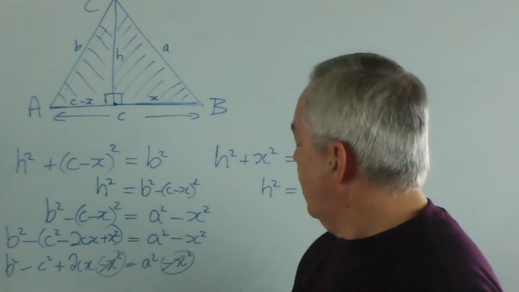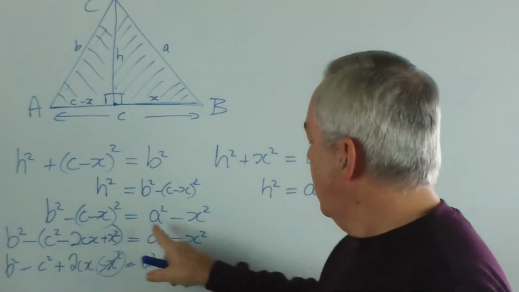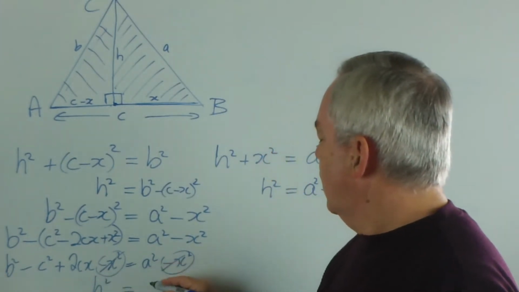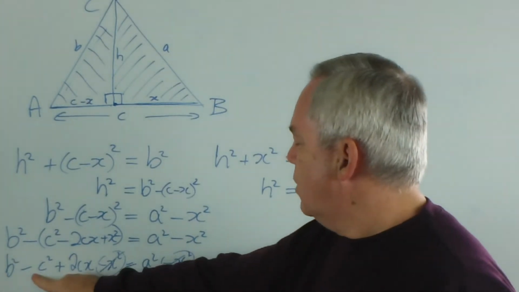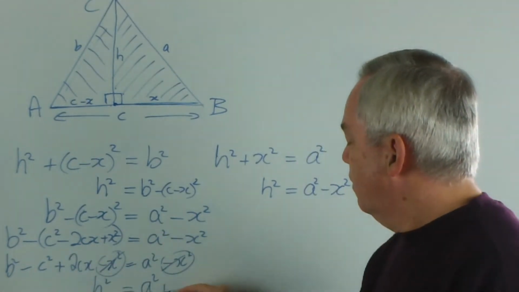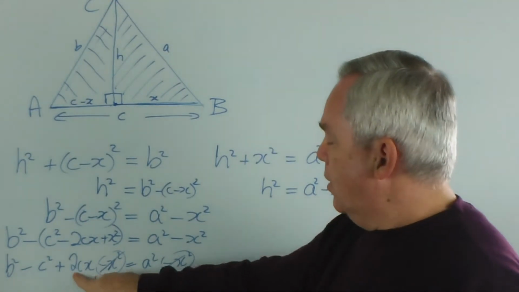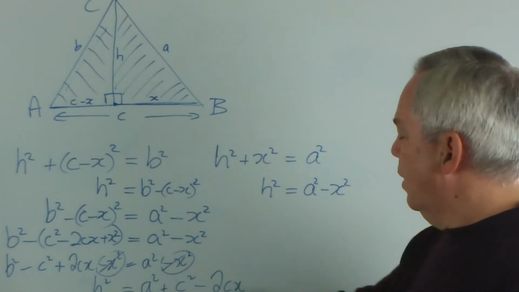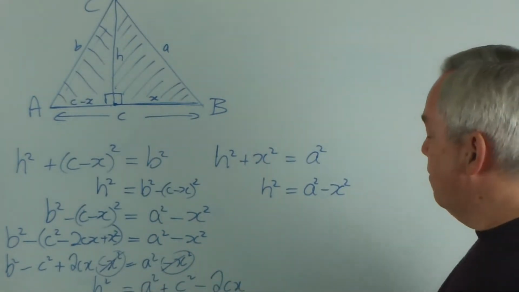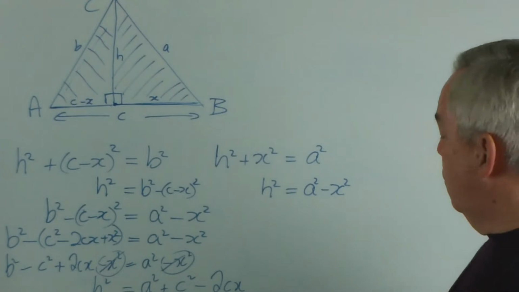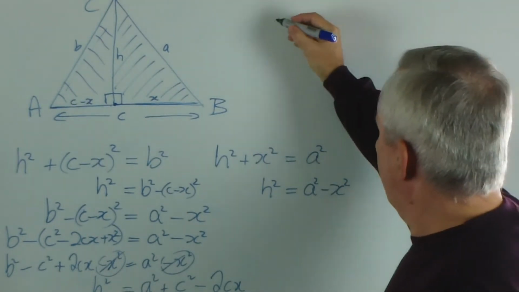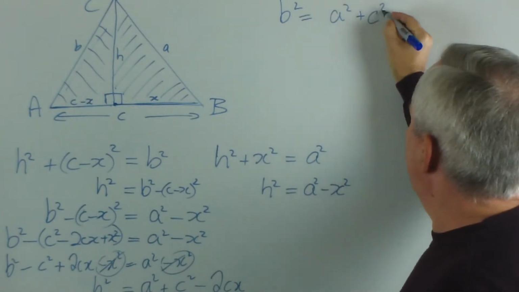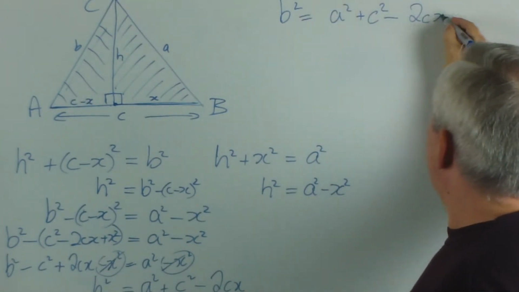And I'm going to bring the c squared over here, so I'm going to leave the b squared. I'm going to have the a squared here, add c squared to both sides, and I'm going to subtract 2cx from both sides, and that now is the form of the equation. I've run out of room at the bottom of the board, so I'm going to write it up here on the right hand side. b squared equals a squared plus c squared minus 2cx.